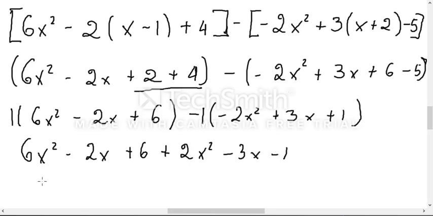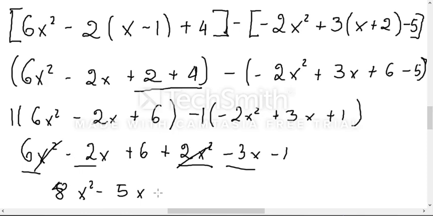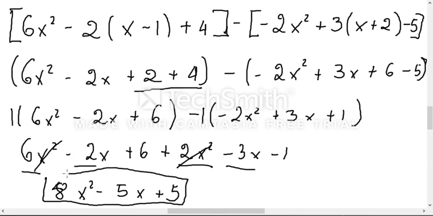Again, if we collect our like terms, we have a 6x squared and a 2x squared, and that would give us 8x squared. That would take care of that and that. It looks like we have a negative 2x minus 3x, and that will give us a negative 5x, and positive 6 minus 1 would be 5, and everything is now combined and in descending order. I would say this is nice and simplified.